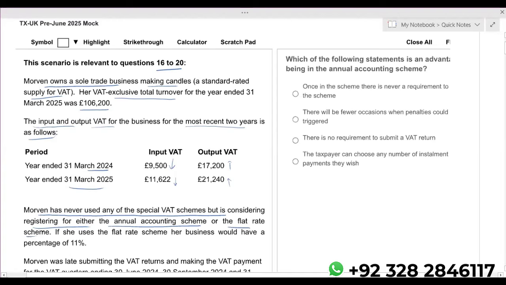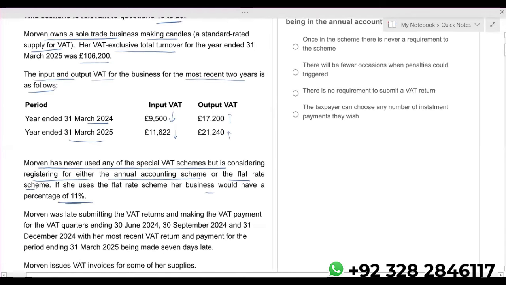All of your supplies. VAT rate is 20%, obviously. So you will make them VAT inclusive, then whatever value comes into flat rate percentage, and you have to pay that to HMRC. If she uses flat rate scheme in her business, so flat rate is 11%. Okay.